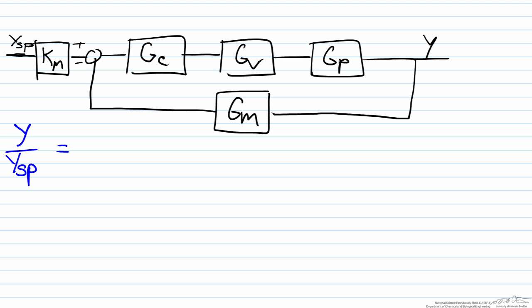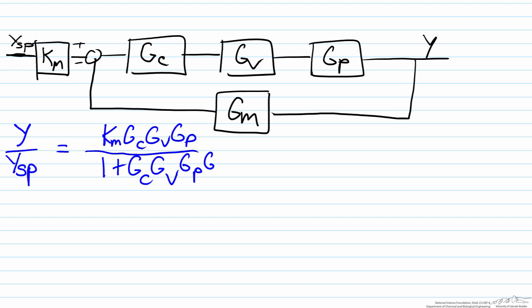So here, after doing block diagram algebra, you can find that the transfer function that relates the set point value to the output value can be represented by Km GC GV GP divided by 1 plus GC GV GP GM. The characteristic equation can be found in the denominator of this transfer function.